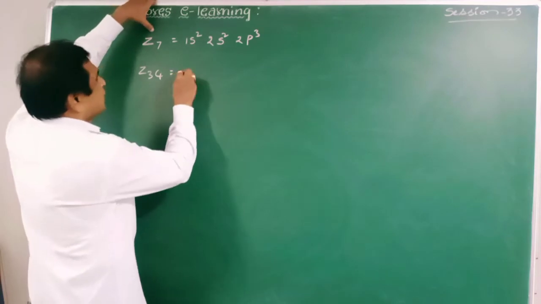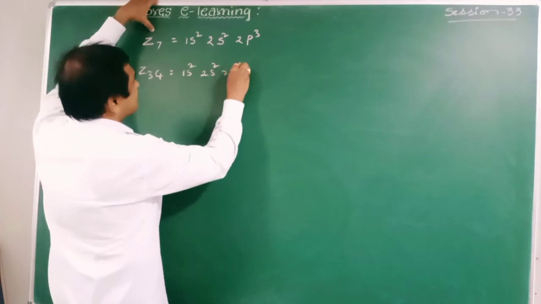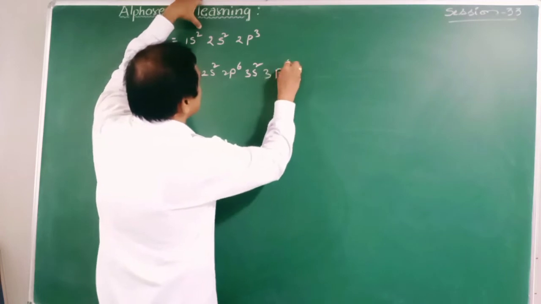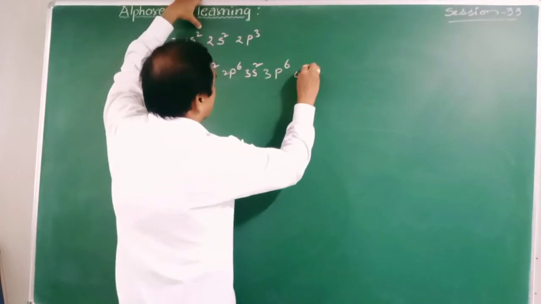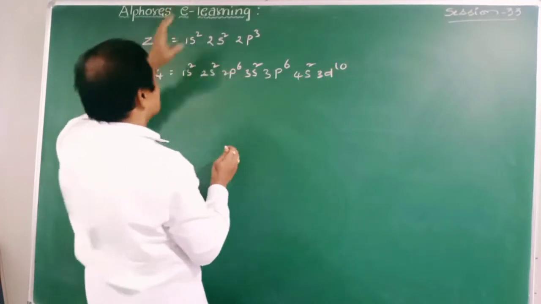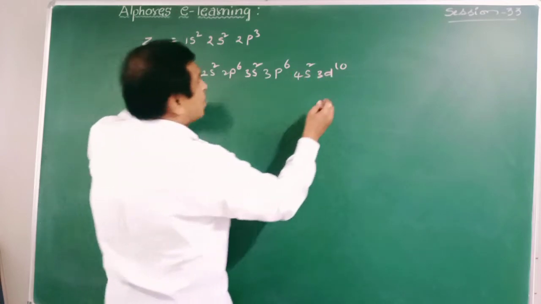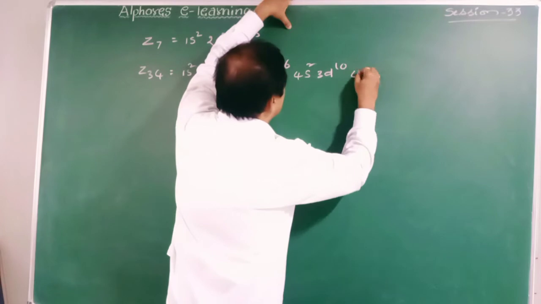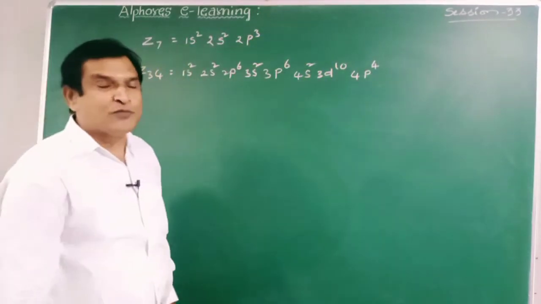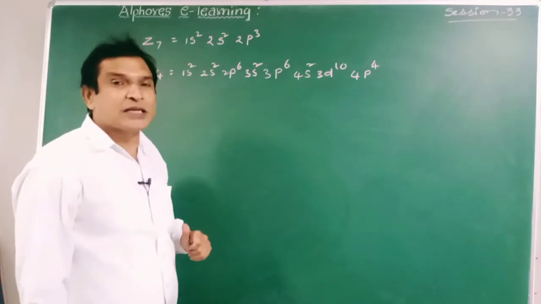First, it is 1s2, 2s2, 2p6, 3s2, 3p6, 4s2, 3d10. Up to this, how many electrons are completed? 10, 20, 30 electrons are completed. Next, the 4p orbital is filled with the remaining 4 electrons. That is the way to write the electron configuration of elements according to the Aufbau diagram. Is it clear to all of you?